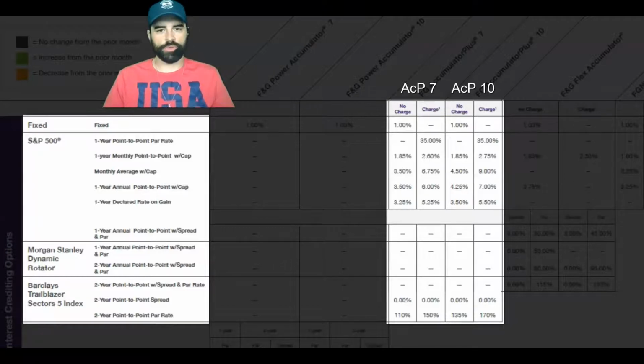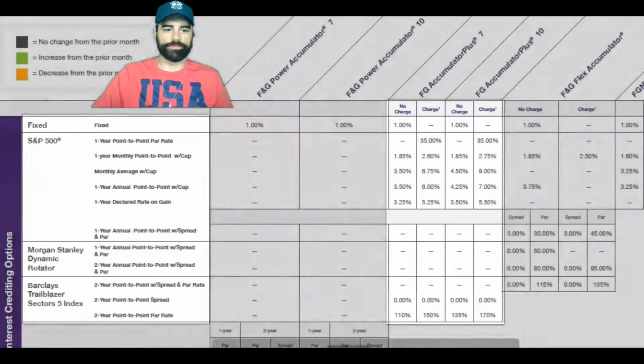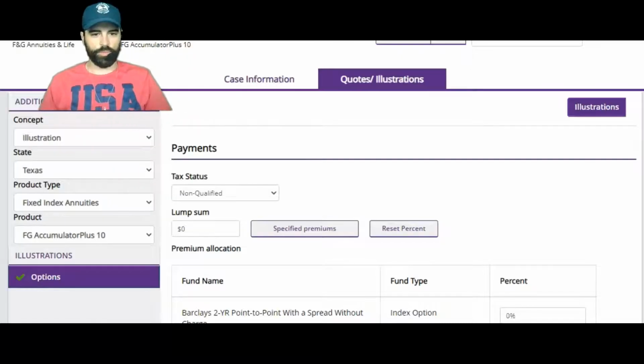But now what we're going to do is transition into the software to show you how to illustrate it. All right, here we are with the Accumulator Plus 10, as you can see right here, state of Texas, since we're in Texas. Now this software is pretty simple. There's not much to it because, again, it's a growth product. There's no income parts to it. So all you're really going to do is how much money, what are your strategies, and then boom, illustrated.